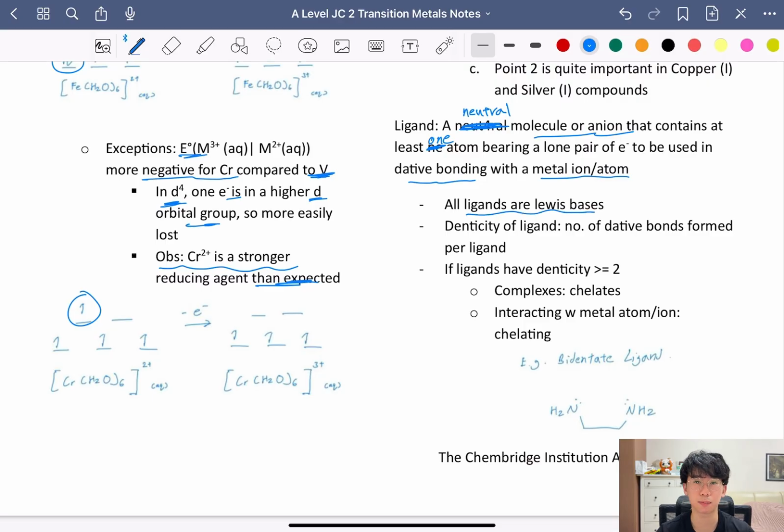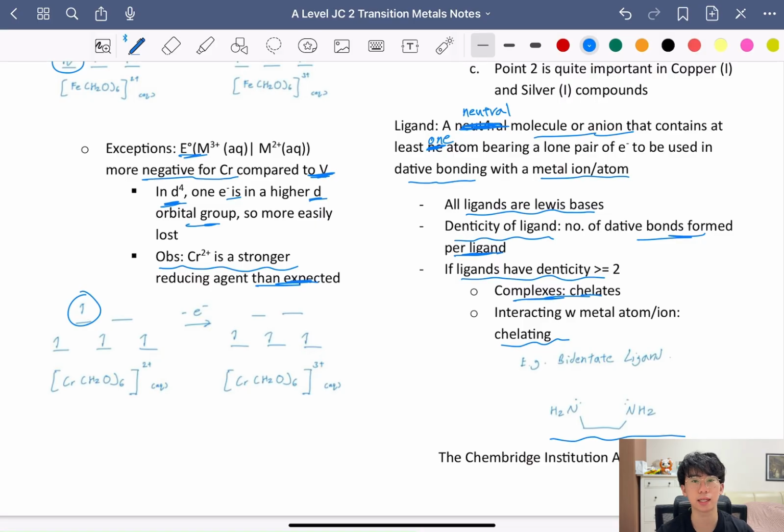All ligands are Lewis bases because they donate their lone pair of electrons, and there's also this concept about the denticity of a ligand, which is the number of dative bonds that can be formed per ligand, usually dictated by the number of lone pairs that it can donate to the transition metal. So if a ligand has a denticity of 2 or above, you can form these complexes that are called chelates, and these ligands are called chelating ligands. So an example of a bidentate ligand is this molecule over here, and you can realize that this NH2, the N, has a lone pair on each side, so you can donate 2 lone pairs to the transition metal as well.